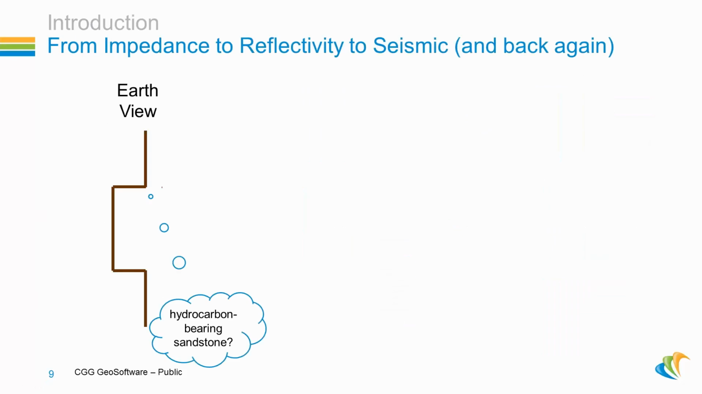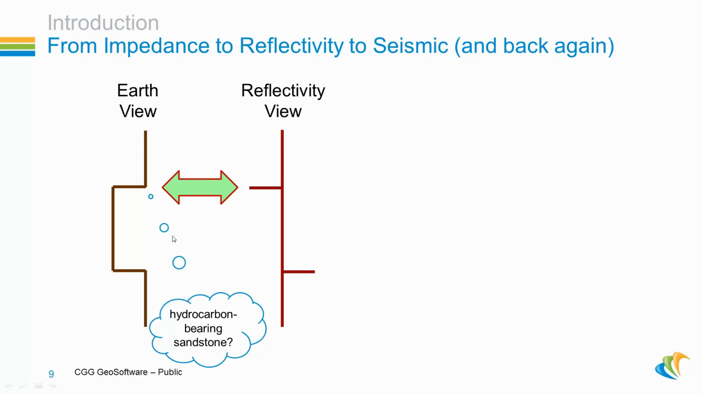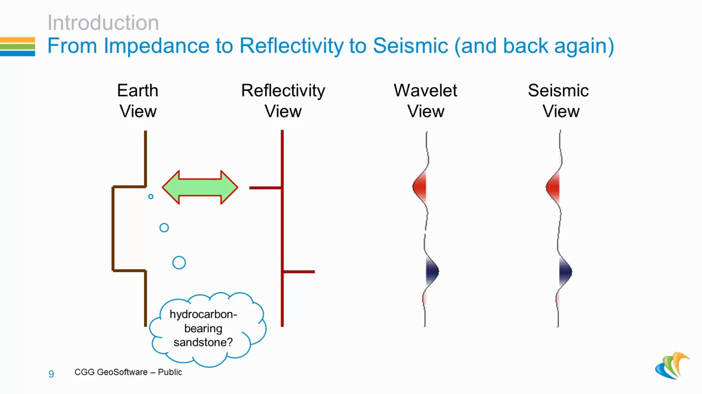In another view, suppose this is our earth view, which has these layers, and there is hydrocarbon inside one layer. If you convert it to reflectivity, we will have some reflection coefficient at the interfaces of those layers. Then the wavelet will be convolved on top of those reflectivities, and finally we will get the seismic view.